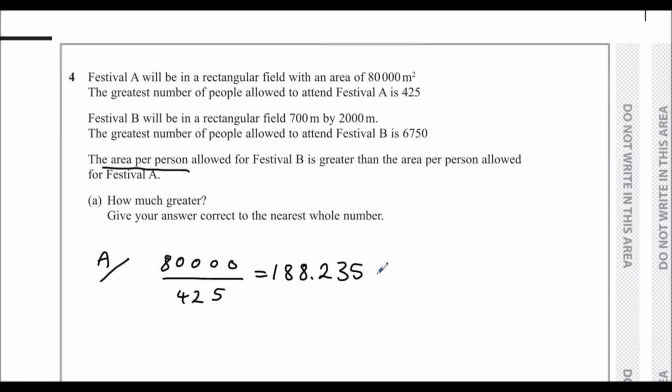188.235, and that's area per person. So if we wanted the units, it would be meters squared per person.